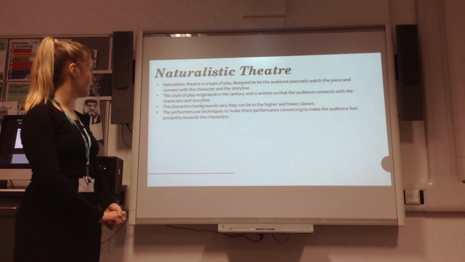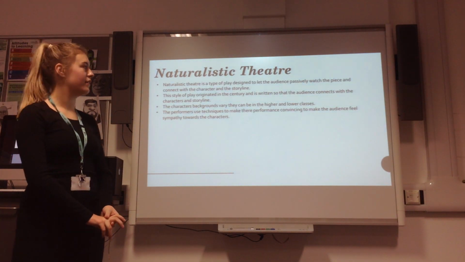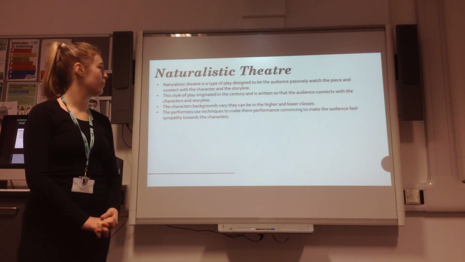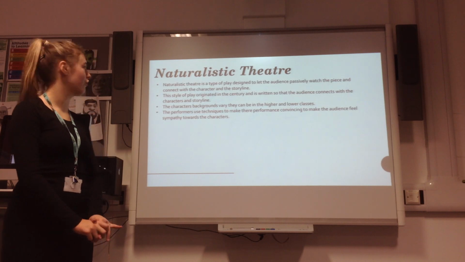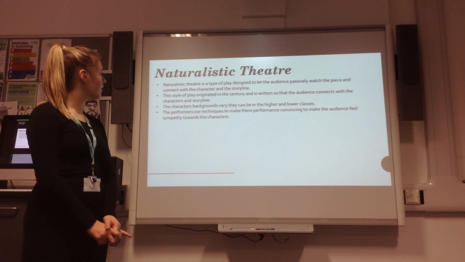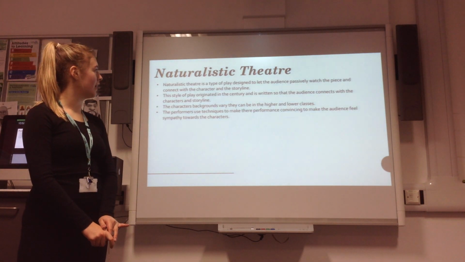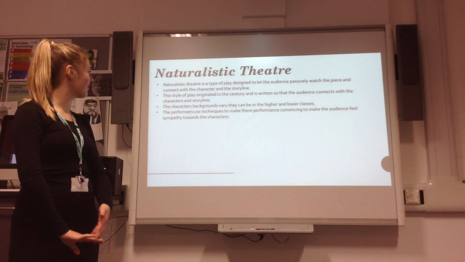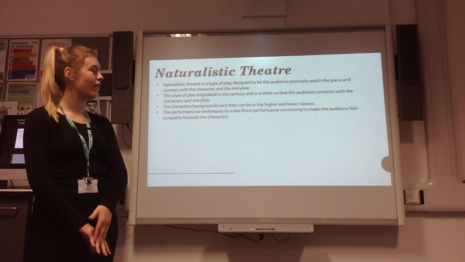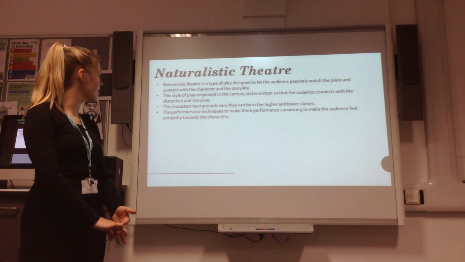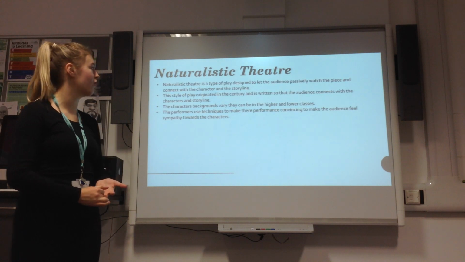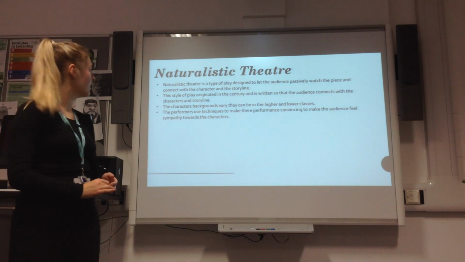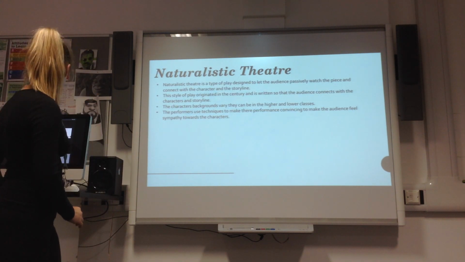The last type of theatre is naturalistic, which is a play designed for the audience to passively watch the piece and get invested in the characters and the storyline. The style of play originated and was written so that the audience connects with the characters and the storyline. The characters' backgrounds can vary and they can be from high class or lower classes. The performance uses techniques to make the performance convincing and make the audience feel sympathy towards the characters.